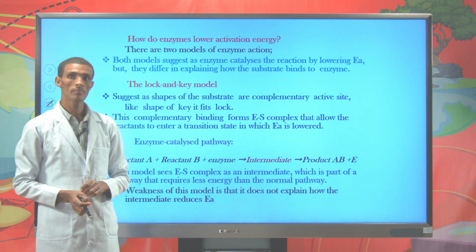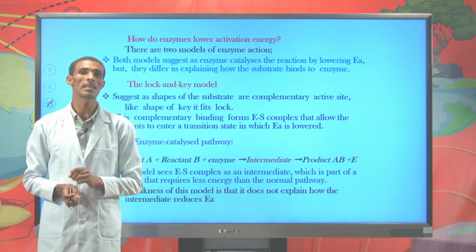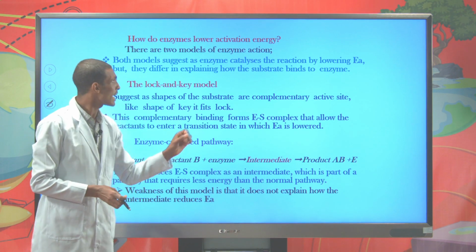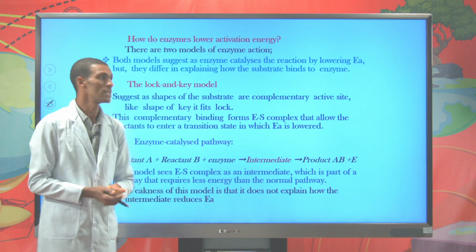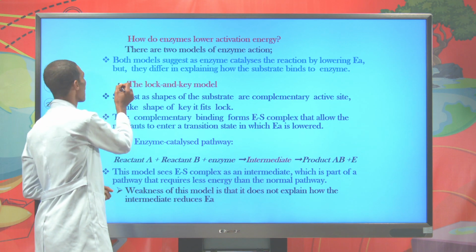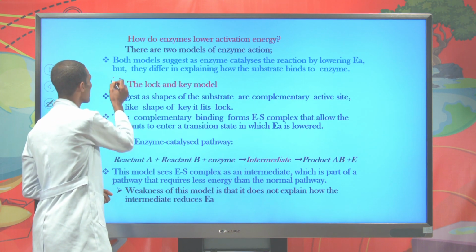So there are two main models indicating how enzyme binding with a certain substrate can lower activation energy. Those two models say that enzyme binding with substrate lowers activation energy. The main difference is how enzyme binding with the substrate can lower activation energy. The first model of enzyme action is the lock and key model.